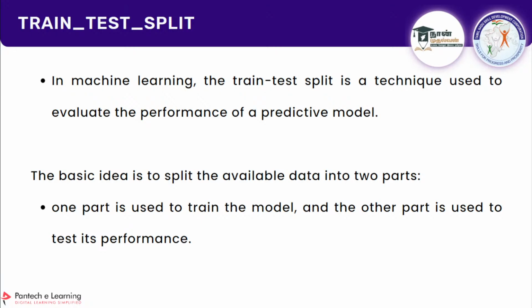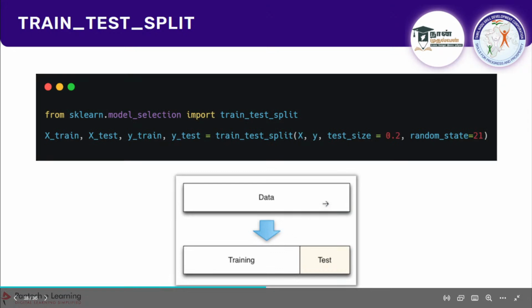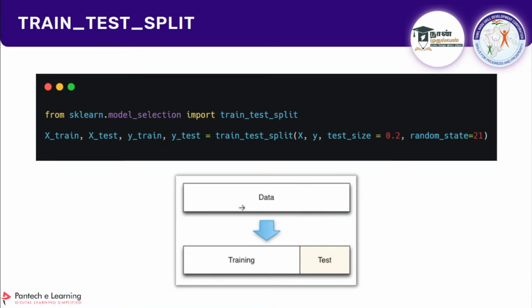So the basic idea is to split the available data into two parts. One part is to train the model and the other part is to test its performance. So how does this happen? See here, for example, imagine this. I have 10,000 rows in my data set. Or simply imagine I have 1,000 rows in my data.